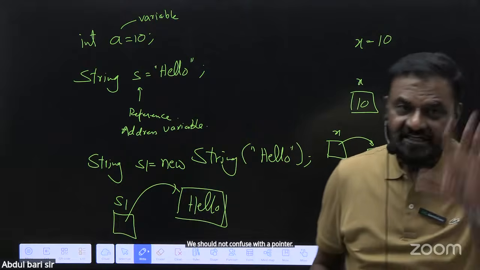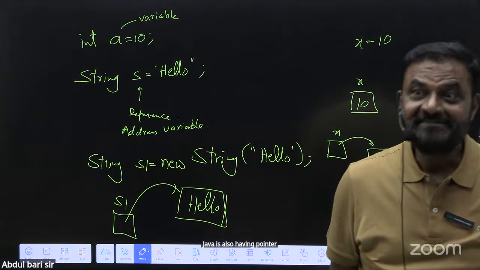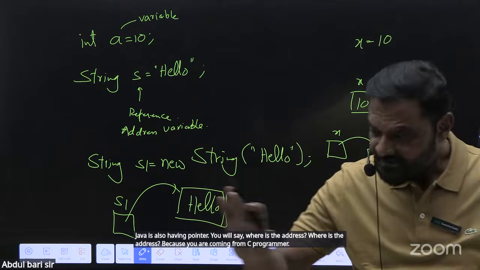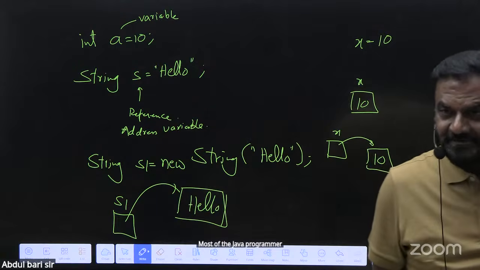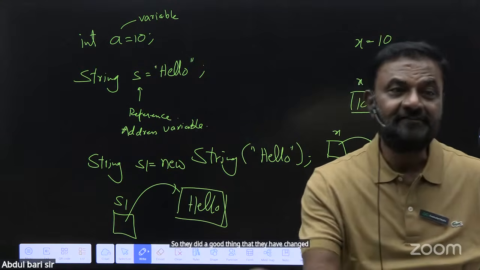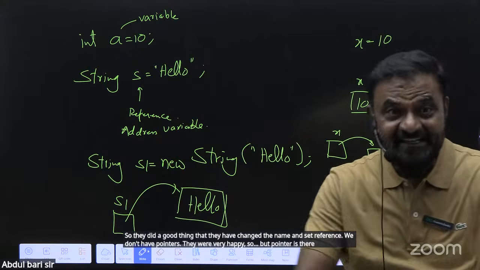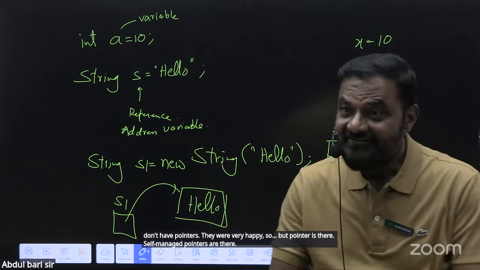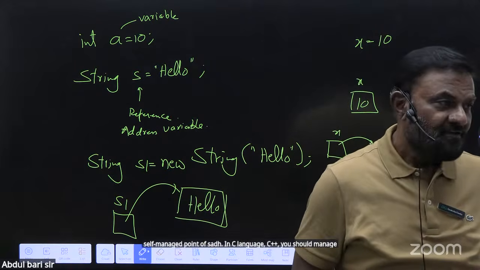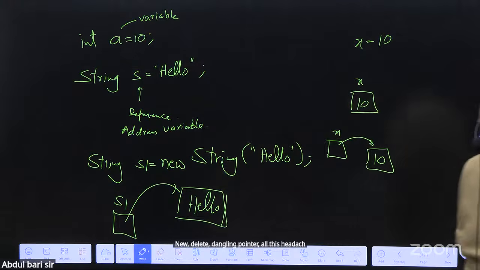Suppose Java people have said that Java is also having pointer. You will say, where is the address? Where is the address? Because you are coming from C programmer. Most of the Java programmers were coming from C++ programming. So they did a good thing that they changed the name and said reference. We don't have pointers. They were very happy. But pointer is there. Self-managed pointers are there. In C language, C++, you should manage them. New, delete, dangling pointer, all this headache. That's not there in Java.